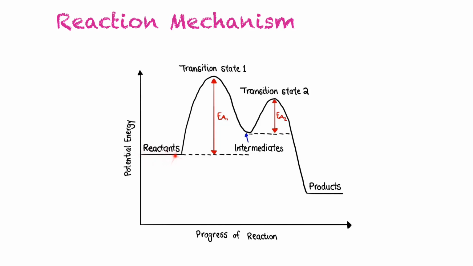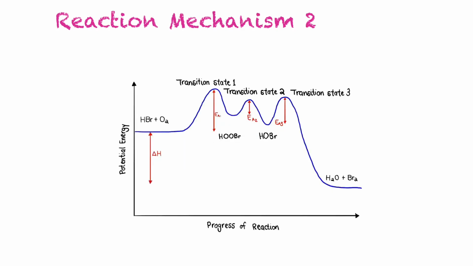We can see that this reaction is exothermic because there is a release in energy. The products have less energy than the reactants. And you can see that the activation energy in the first step is higher than in the second step. So this would be the rate determining step because the activation energy is higher. And that would be an example of a reaction mechanism. This little dip here would be where your intermediate or intermediates would be found.